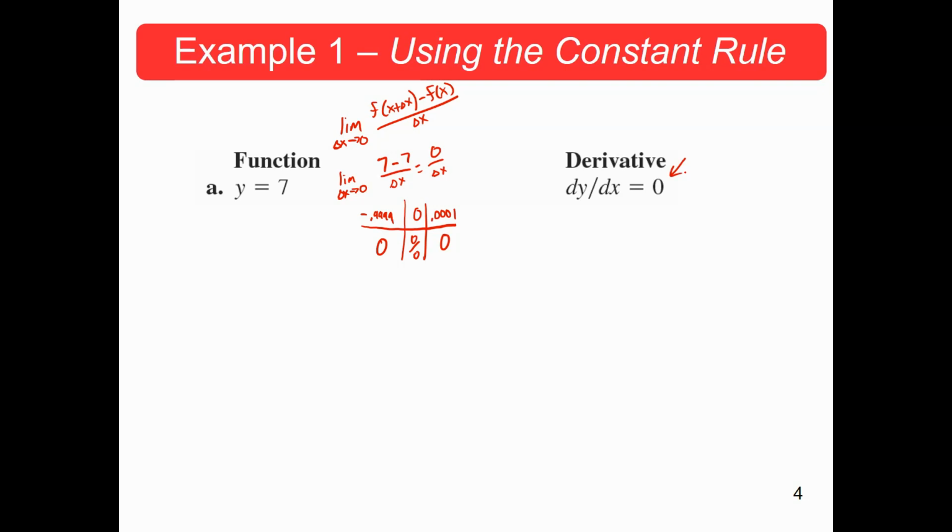And this is going to be true for any constant, right? What if I asked you, what's the derivative of f of x equals 0? Guess what it is? It's 0.